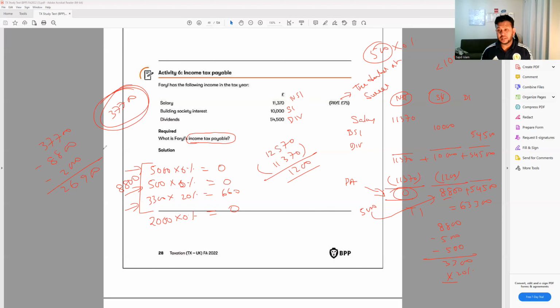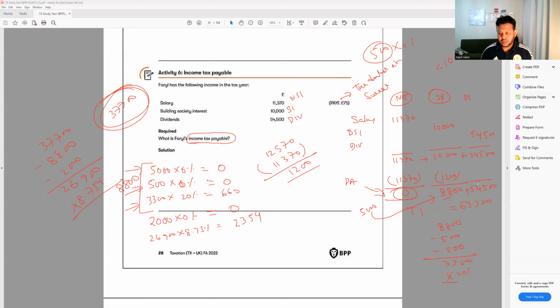This is the basic band we have remaining. For the savings it is 20%, but for the dividend it is 8.75%. Remember that the rate of the dividend is different. So the basic rate is 8.75, then 33.75, then 39.35. We need to remember the rates. So 26,900 times 8.75%, and that will give us 2,354.